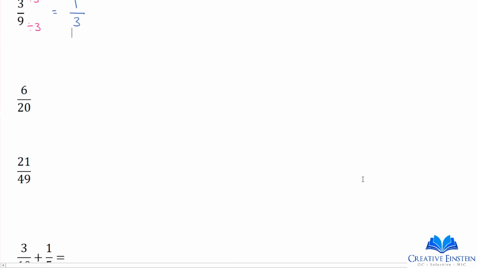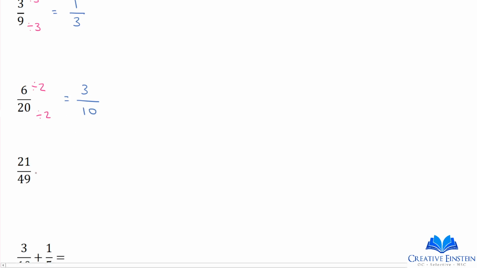Sometimes you might need to divide your fractions more than once, especially if you can't find the largest common factor at first. So I'll show you an example of when you might need to do that. If we look at this example, 6/20. The first thing I think of is that both numbers are even. If they're both even, I can divide them both by 2. 6 divided by 2 is 3. 20 divided by 2 is 10. So 6/20 is the same as 3/10.